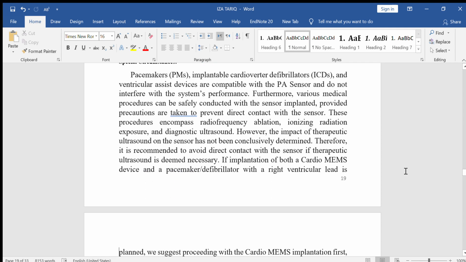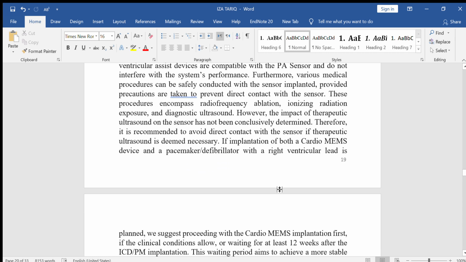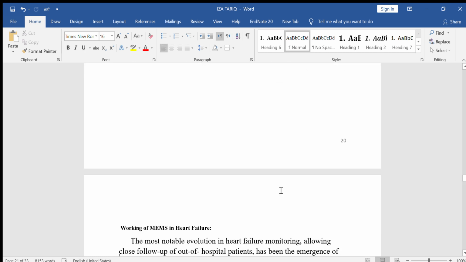These procedures encompass radiofrequency ablation, ionization, radiation exposure, and diagnostic ultrasound. However, the impact of therapeutic ultrasound on the sensor has not been conclusively determined. Therefore, it is recommended to avoid direct contact with the sensor if therapeutic ultrasound is deemed necessary. If implantation of both a cardio microelectromechanical system device and a pacemaker defibrillator with a right ventricle lead is suggested, proceed with the cardio microelectromechanical system first.